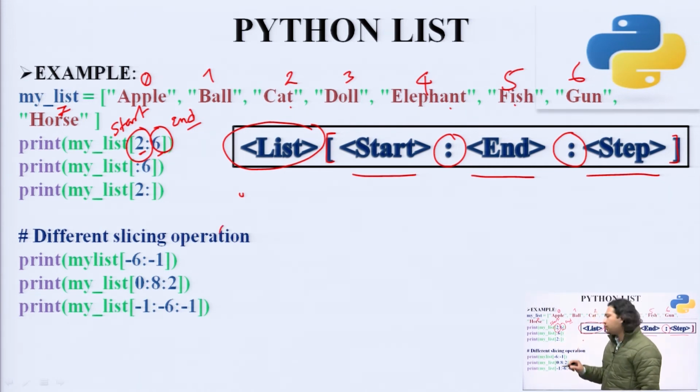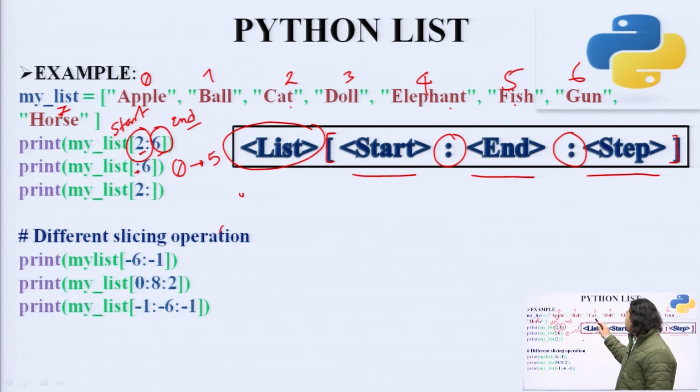Similarly, in the next one you can see that it is up to 6 because the first element is missing. Here there is no value, that means we just need to take the value 0. 0 to 6, that is representing 0 to 5, that is from apple to fish. Similarly, the next one we are starting from the cat till the last, that is horse. So, it is 2 to 7.